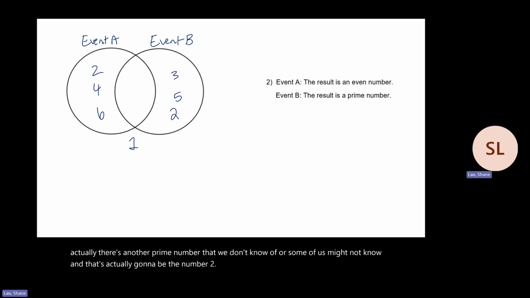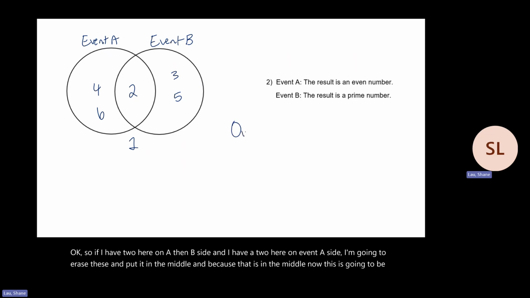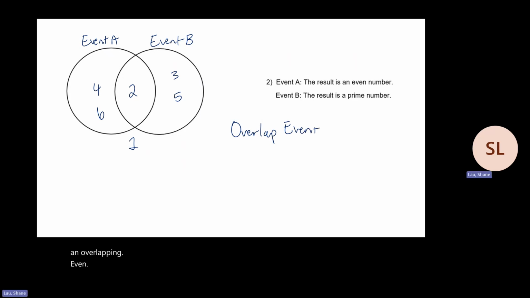So if I have 2 here on event B side, and I have a 2 here on event A side, I'm going to erase these and put it in the middle. And because that is in the middle now, this is going to be an overlapping event. It's overlap because 2 is an even number and it is a prime number.